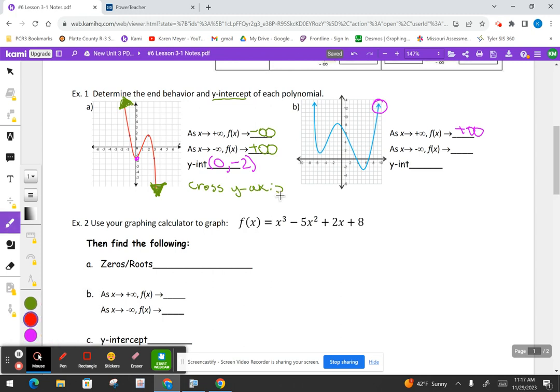As x approaches negative infinity means left side. And if you look at the left side, you notice it also has an arrow pointing up. So that's positive infinity again.